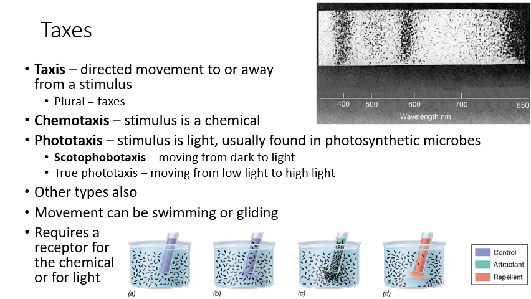So in order to do chemotaxis or phototaxis or any other type of taxis actually, the one thing that the microbe has to do is be able to sense that stimulant. So if you're going to do phototaxis, you have to be able to sense light. You have to have a receptor that lets you sense light. If you're going to do chemotaxis in reference to a specific stimulant, you have to have a receptor for that stimulant that lets you identify it.